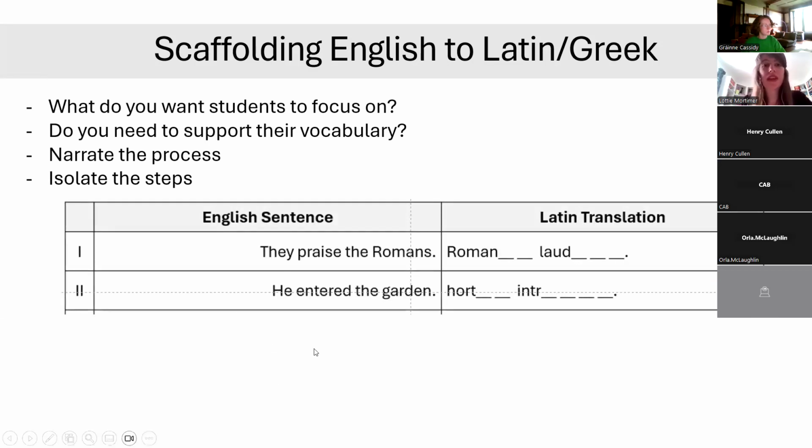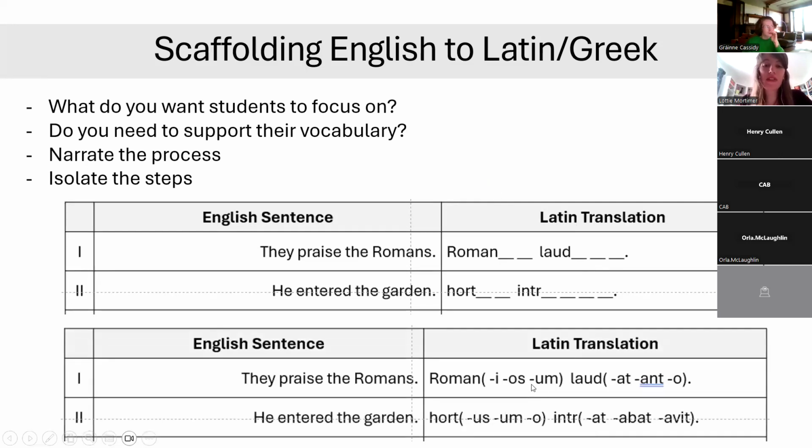So one way we could perhaps scaffold English to Latin, we'll give them the vocab, ask the students to put the endings on. They've been given the vocab, but also I've shown them how many letters they need to put on the end. If this is still a little bit too much for your students, then give them multiple choice. Which endings do I need to choose? And gradually over time, you can reduce those scaffolds.